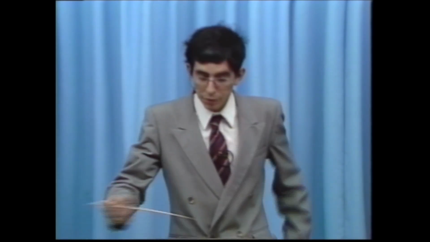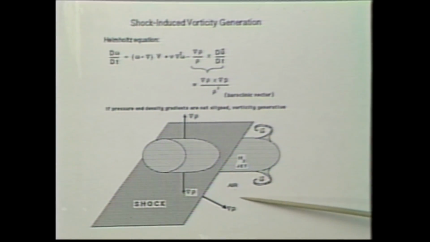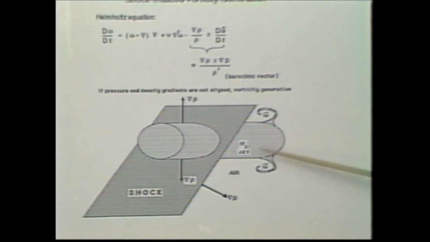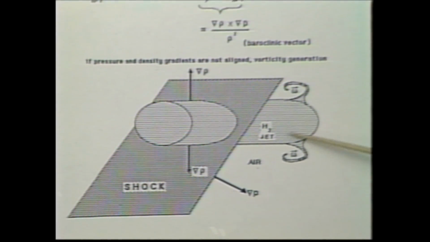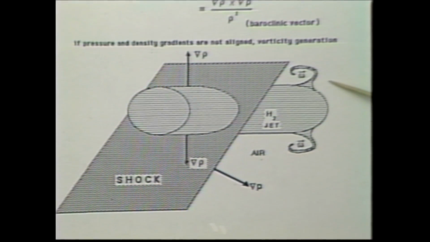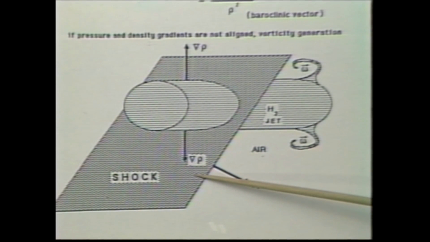That is, use the following method. We inject a hydrogen jet into the air. Well, by its very nature, the hydrogen jet is going to be at a different density than the air. So there is a strong density gradient at the interface between the hydrogen and the air. How do you induce a strong pressure gradient? Well, the best way I know is with a shock. So you hit the jet of air with a shock.